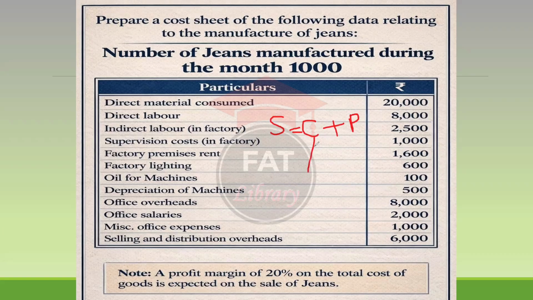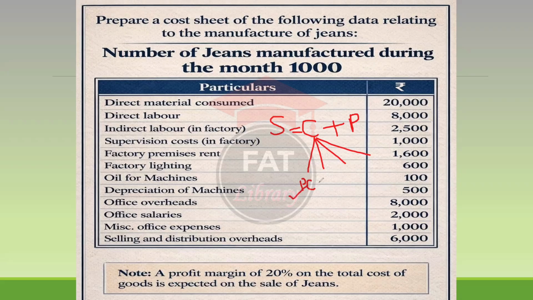So for calculating the total cost, we have to calculate different types of cost. So first thing we calculate is prime cost. So how do we calculate prime cost? Direct material, direct labor and other direct expenses. Together we call it as a prime cost.